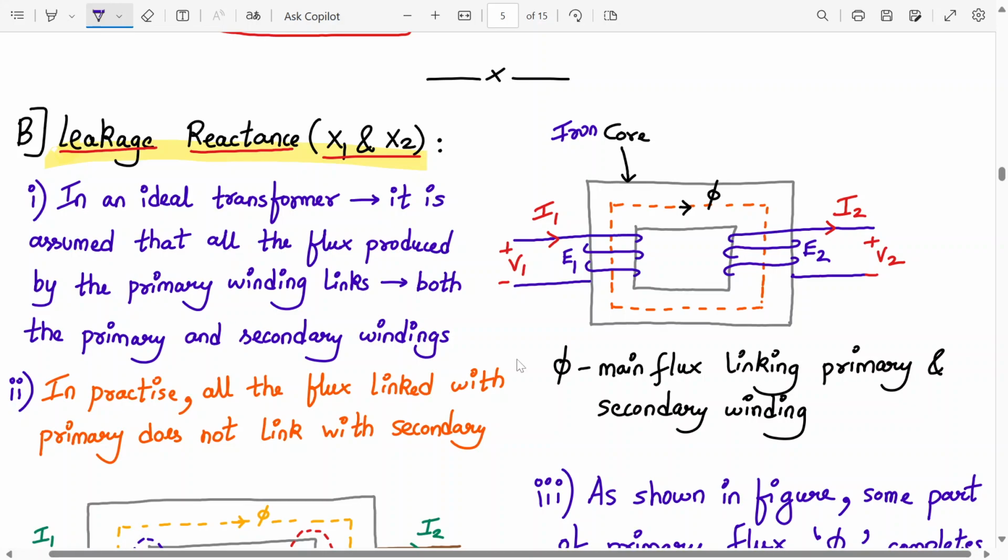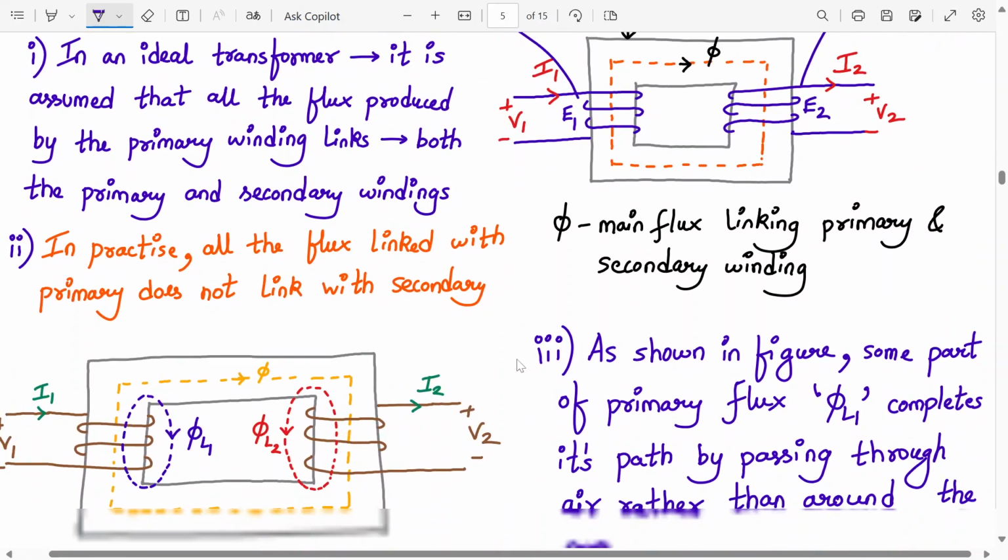So this core flux phi links between primary and secondary as it is, but that is not the case. This is the primary winding, this is the secondary winding. This is the flux distributed between both primary and secondary. In a practical transformer, all the flux linked with the primary does not link with the secondary. I'll show it to you. This is the new diagram.